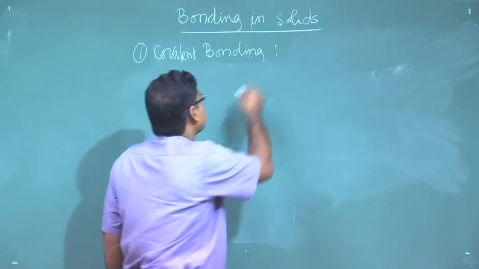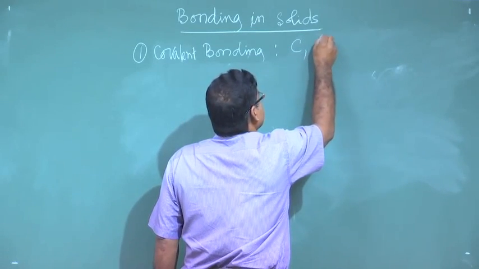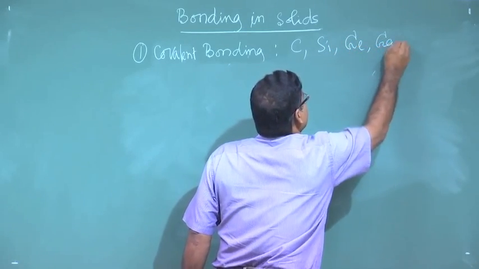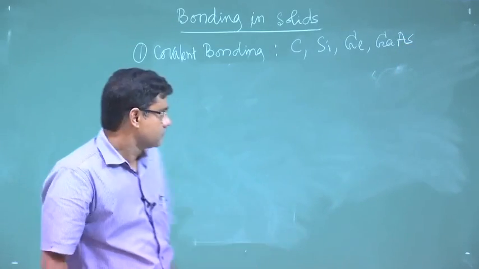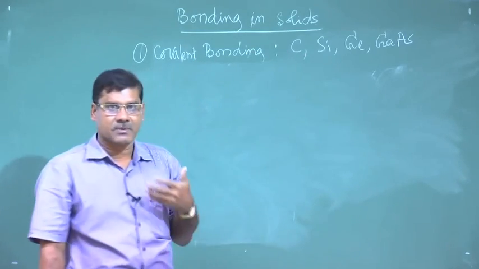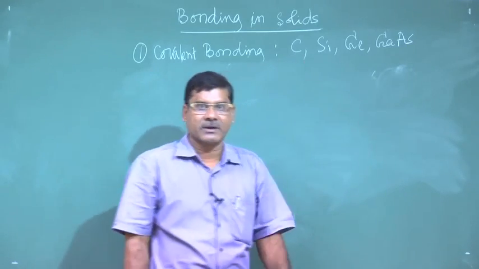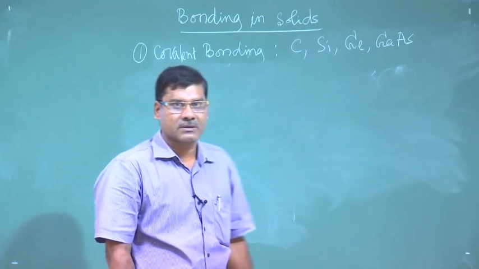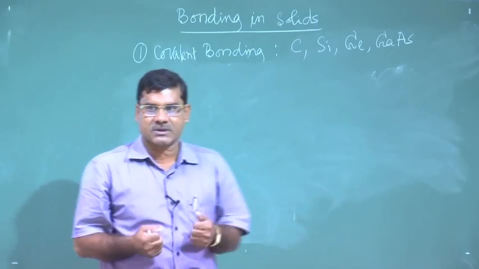Covalent bonding. Examples are carbon, silicon, germanium, gallium arsenide. These are the materials where we see that covalent bonding is responsible for the formation of the solid's crystal. So, what is covalent bonding? It is the sharing of electrons between two atoms.